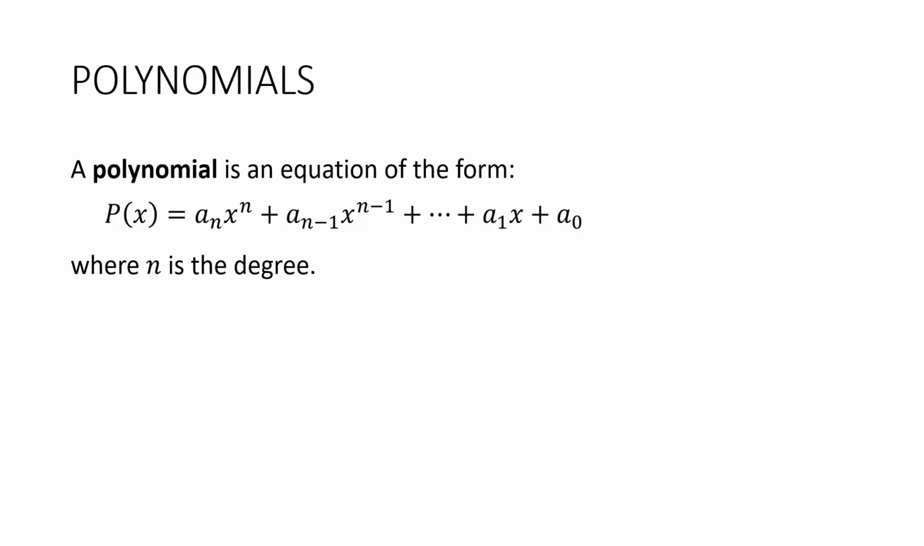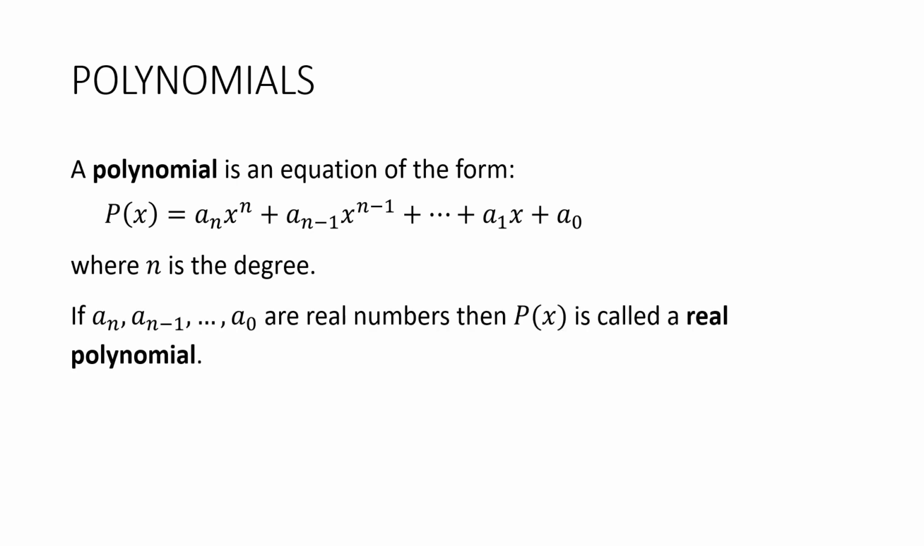So a polynomial is an equation of the form p of x is equal to a_n x to the power of n plus a_(n-1) x to the power of n minus 1 plus dot dot dot plus a_1 x plus a_0. And n is called the degree, so that's the highest power. If all the coefficients are real numbers, then p of x is called a real polynomial.